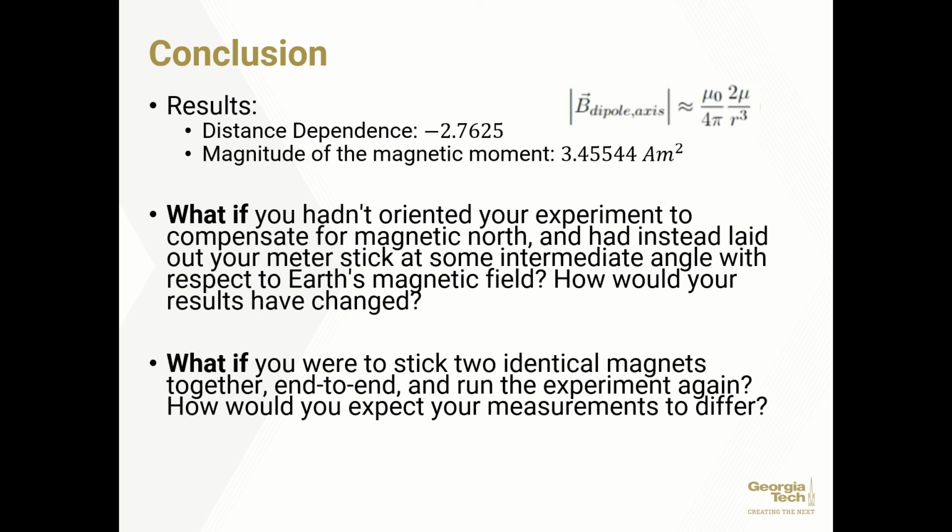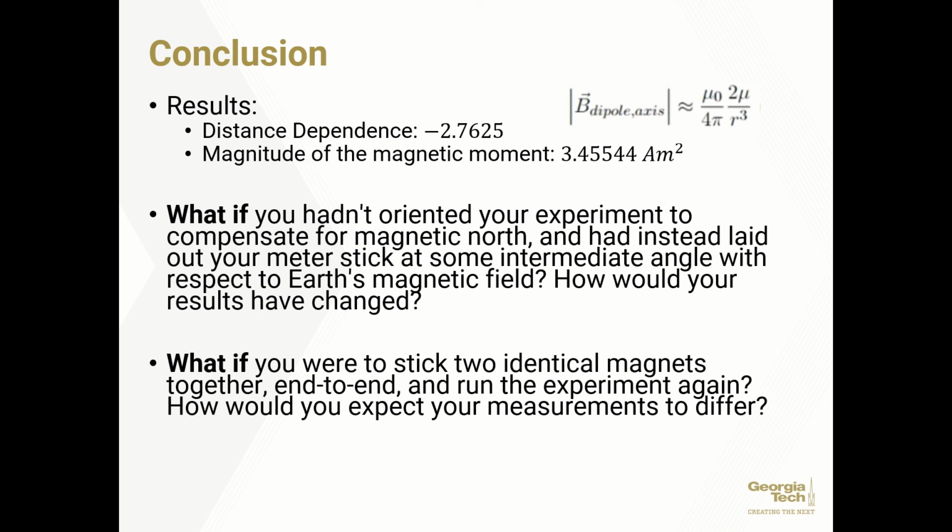So what if I hadn't oriented the experiment to compensate for the magnetic north, and I had just instead laid out the meter stick at whatever angle with respect to the Earth's magnetic field? How would this change my results? Well, all the measurements would be off because I would not be able to determine which portion of that net magnetic field was due to the bar magnet and which was due to the Earth.